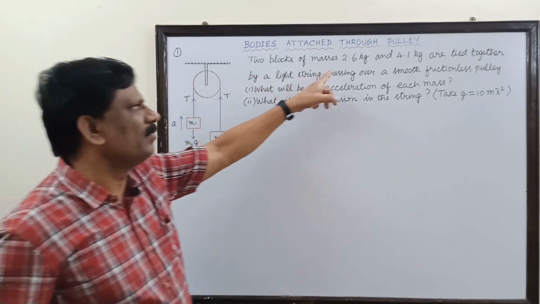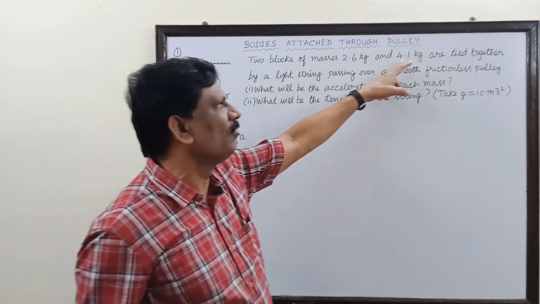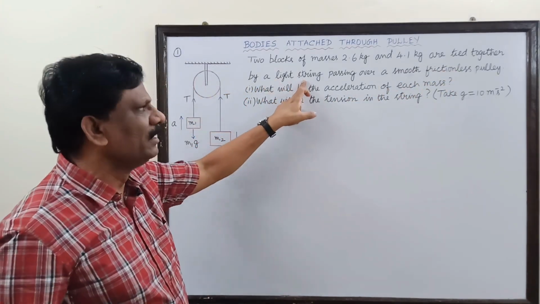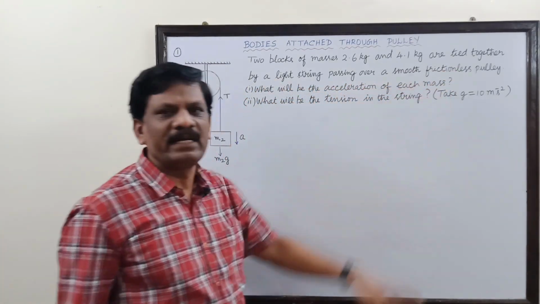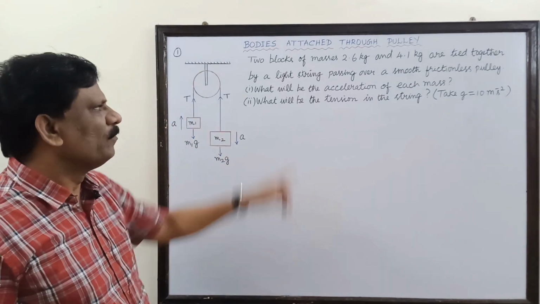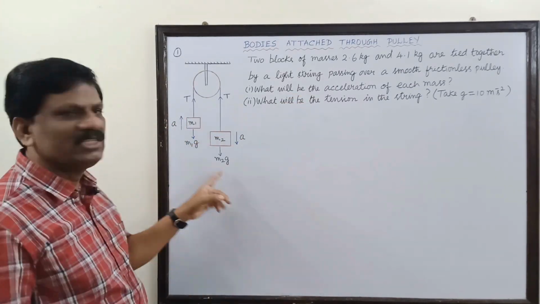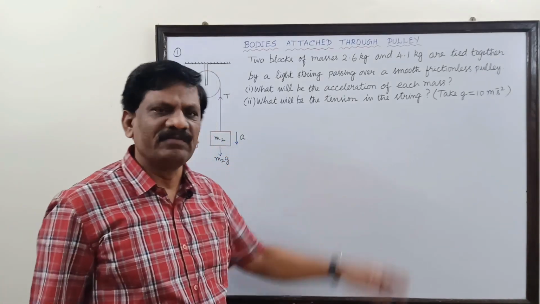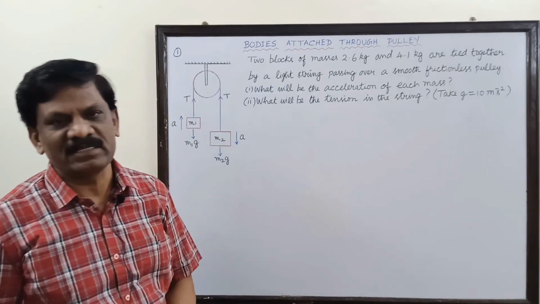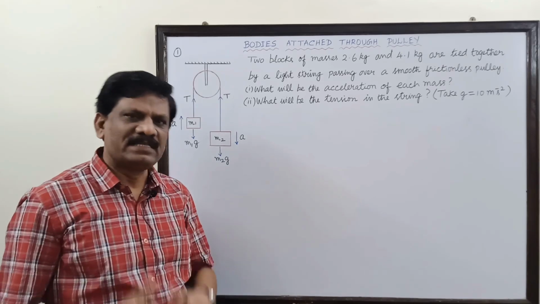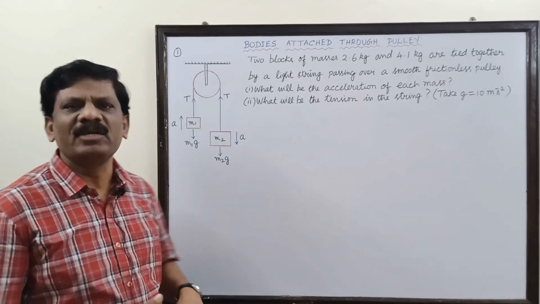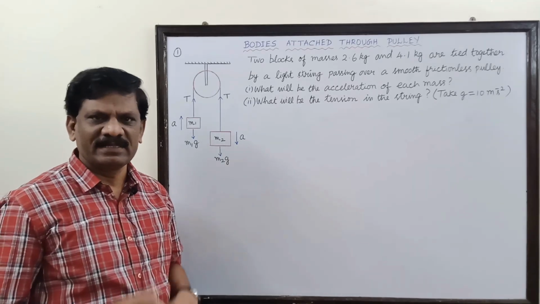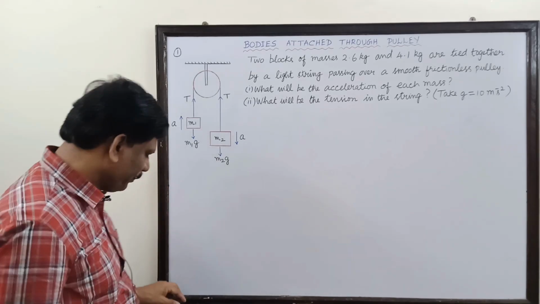Two blocks of masses 2.6 kg and 4.1 kg are tied together by a light string passing over a smooth frictionless pulley. What will be the acceleration of each mass? What will be the tension in the string if g is taken as 10 meter per second square? Now first we will try to solve by equation method. Then direct formula method also is there. Okay, let us learn how to do this problem.